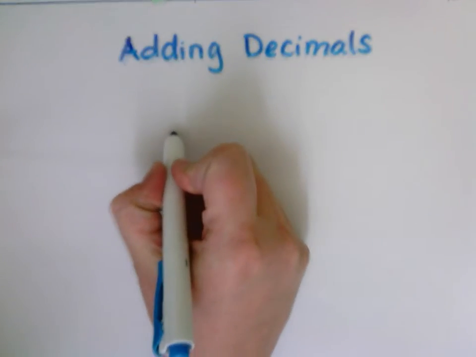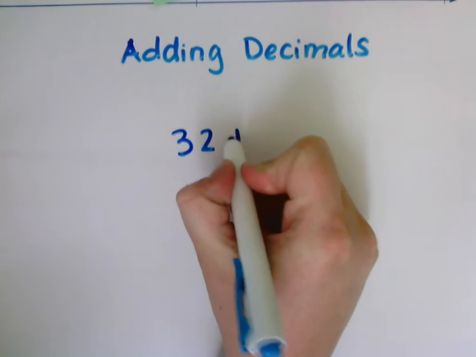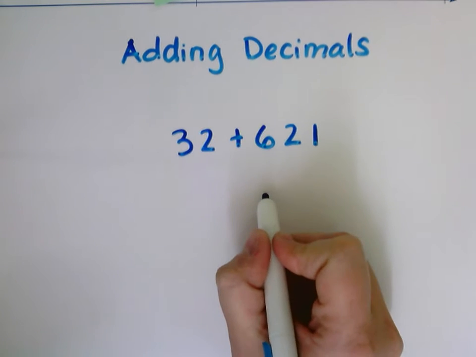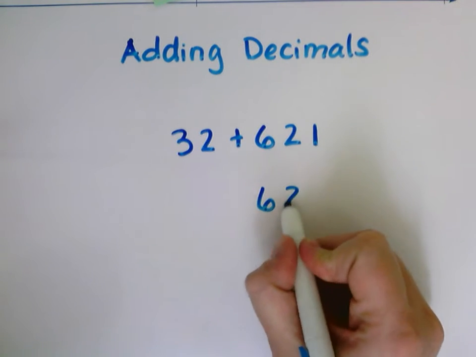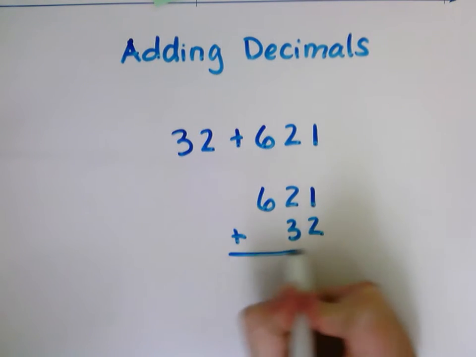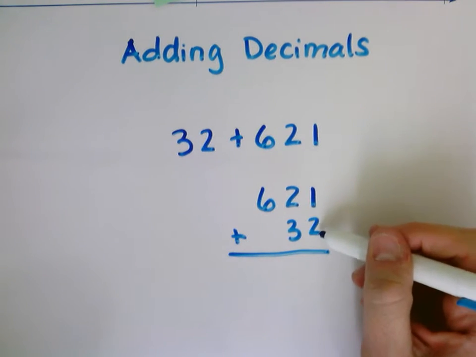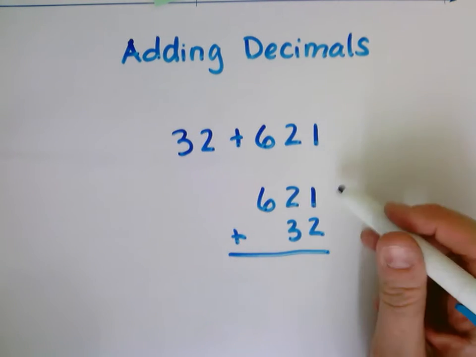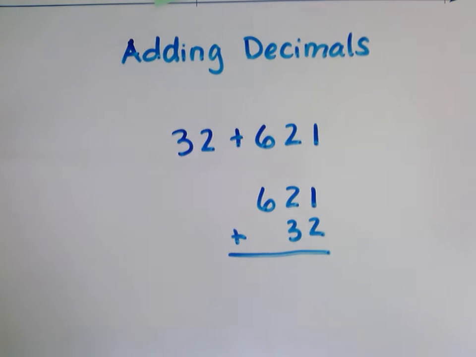So if I was going to add 32 plus 621, when I write it out to add it, I would do 621 plus 32. I'm going to line my ones with my ones, my tens place with my tens place, and my hundreds with my hundreds. And then I would go ahead and add. The same thing is true when we use decimals.